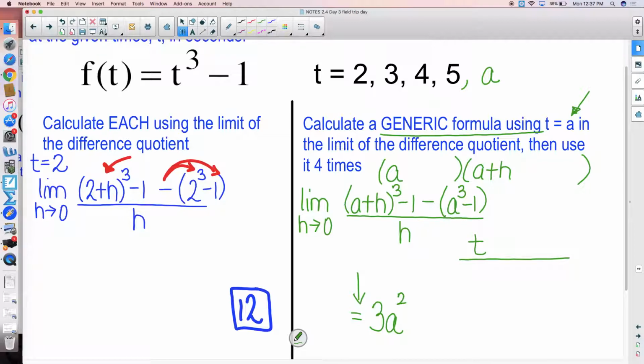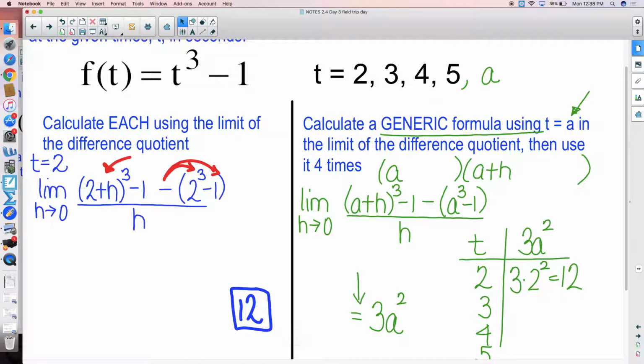Then I can actually say, okay, for different times, what's my instantaneous rate of change? So for a time of 2, my 3a squared value would be 3 times 2 squared, 12, which is what we got by doing the difference quotient right away. Then I can plug 3 into that formula, and 4 and 5, and only do the difference quotient once. So pause the video here, work that all out. This limit as h approaches 0, this whole thing, cleaning up your algebra nicely and neatly, you need the practice. Then come back.